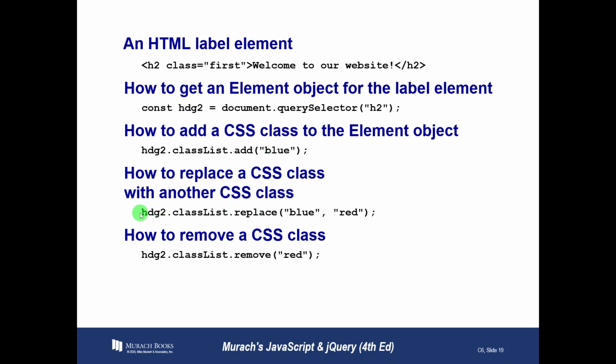If we want to, then we can do heading2 classList.replace, and we can replace blue with red. Really handy. We're replacing one class with another class out of the class list. And then finally here, we're taking heading2, looking at its class list and removing the red class, and we're back to it only having class first applied to it. Those are really handy tools. Much more flexible to use than completely adding a whole list of classes or removing all the classes. We get to pick classes on an item by item basis using these methods.